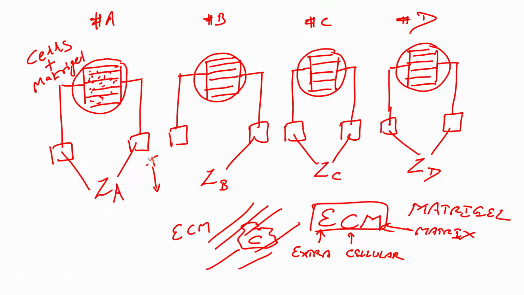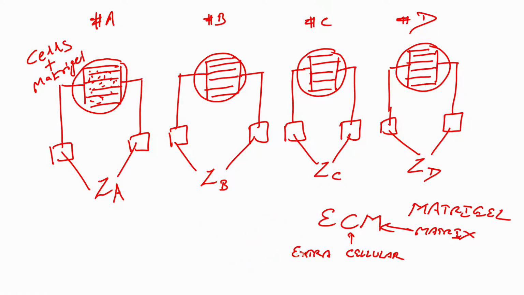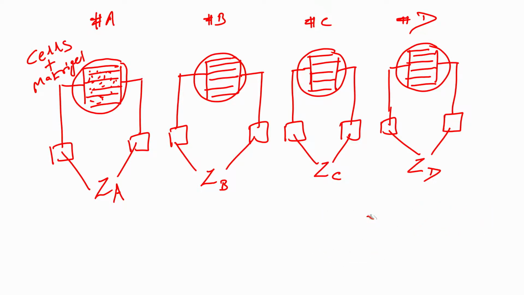ZA, rat is deleted, ZB and ZC. All right. So, now if I load these cells with matrigel, and here also I load cells plus matrigel, here also I load cells plus matrigel, and in the 4th chip also I load cells plus matrigel.